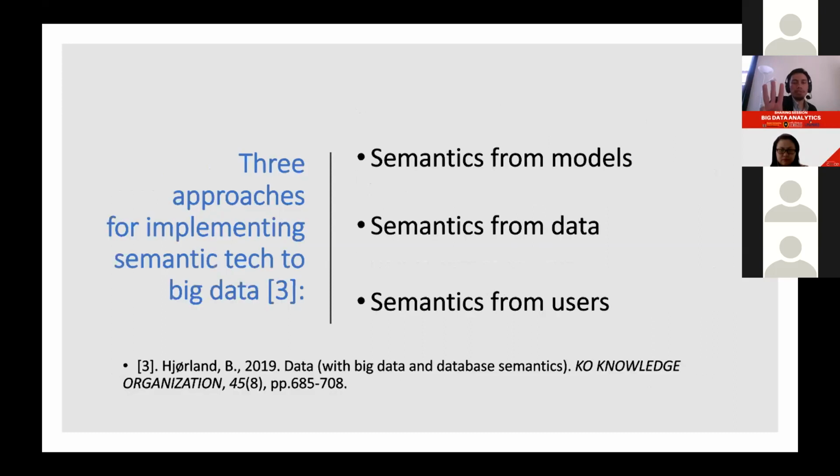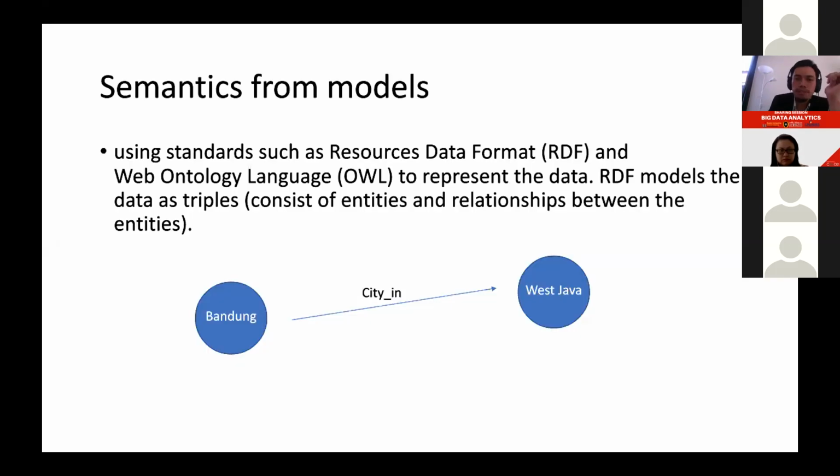There are three approaches for implementing semantic technologies for big data. First is semantics from the models, the second is semantics from the data itself, and the third is semantics from users. This is based on Jordan, 2019. He authored a paper, Big Data and Database Semantics, and he proposed this. Semantics from models, the first one.